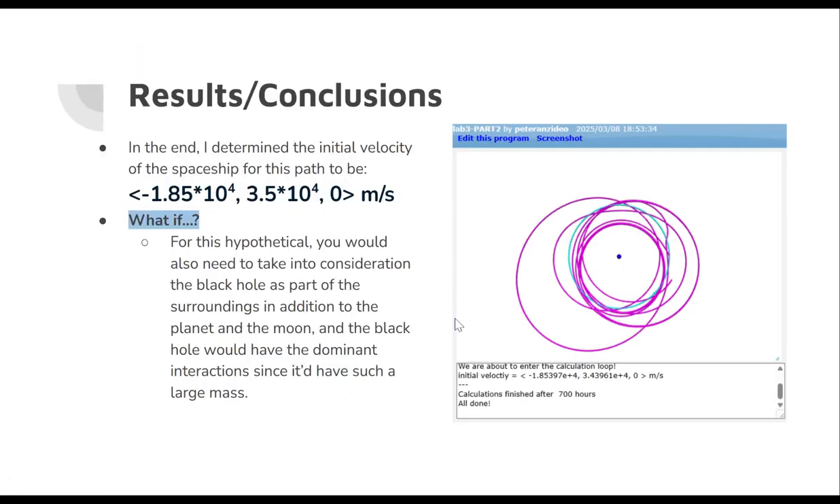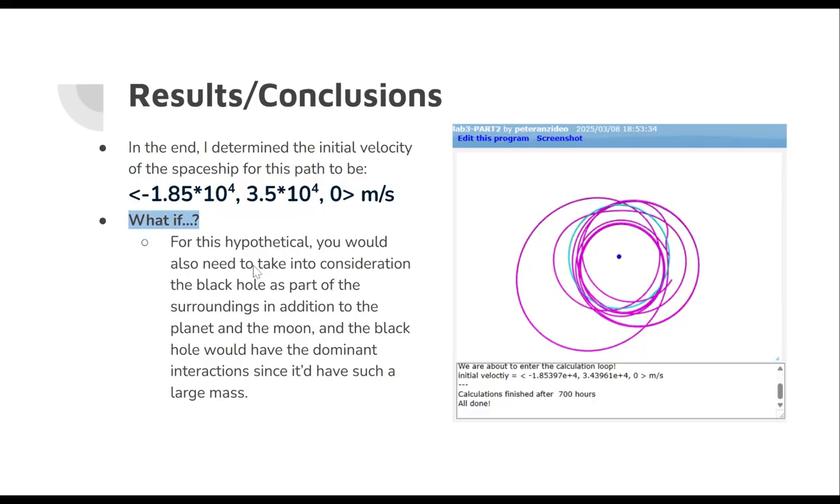Eventually, that gets us to determine the initial velocity of the spaceship to be negative 1.85 times 10 to the 4th in the x direction and positive 3.5 times 10 to the 4th in the y direction, meters per second. And this is the path that it took based on my calculations and code. You can see it obviously was not a perfect figure 8, but it never crashed into the moon or the planet. So it was a successful path.